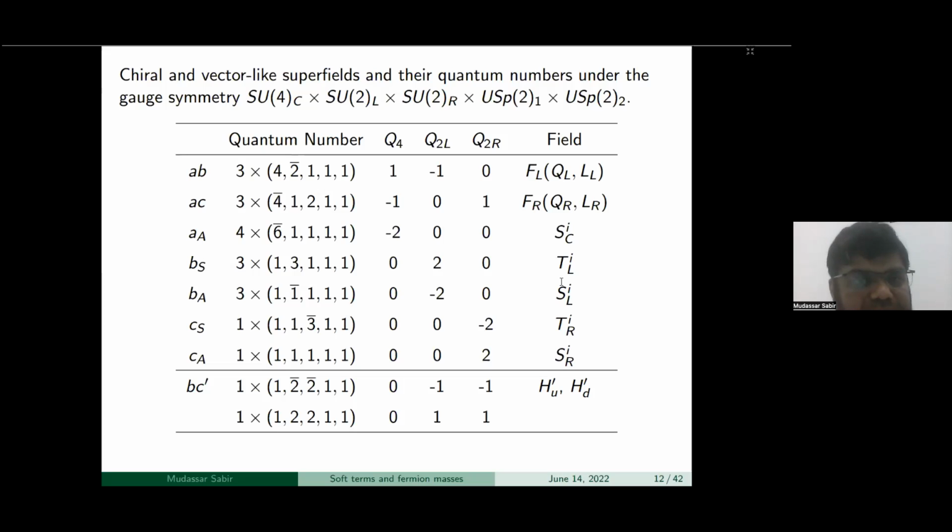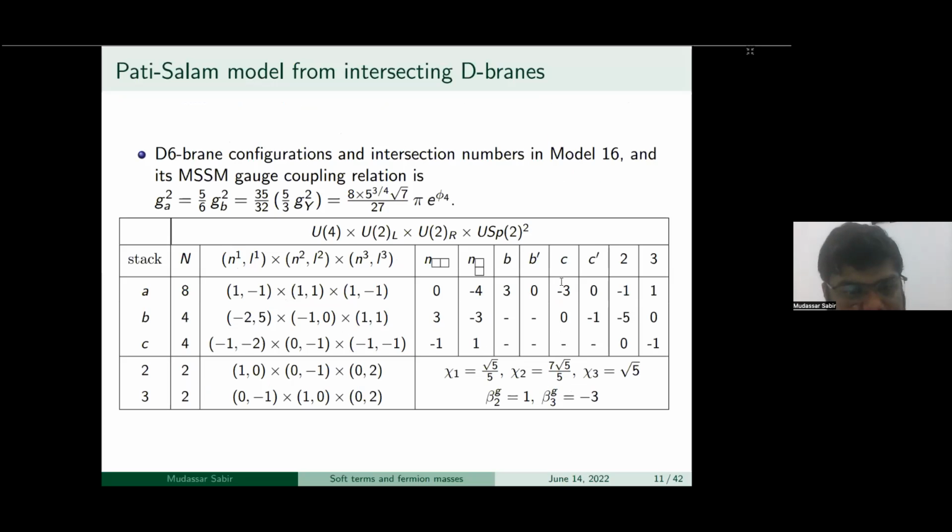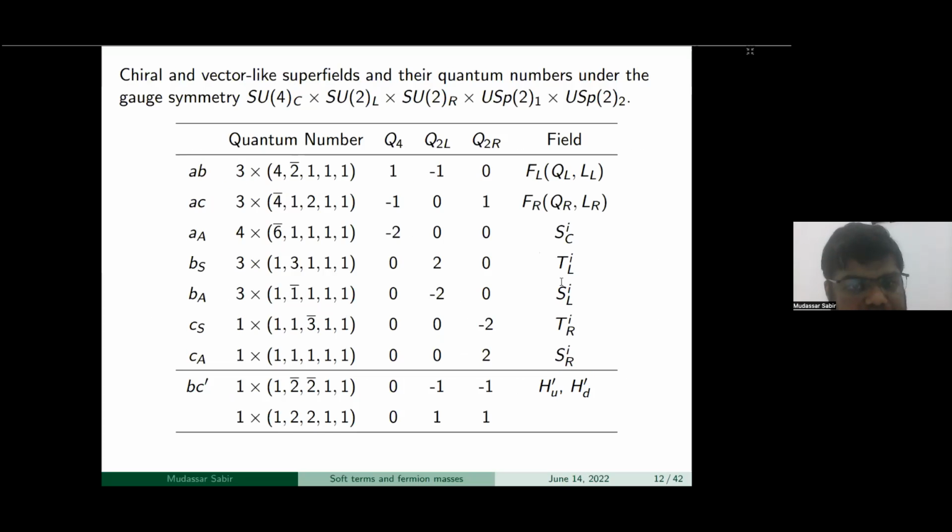So the standard model fields, the left-handed and the right-handed particles come from the AB and the EC sector. And I have stressed the exotic particles, but in the paper we have also listed some of the exotics that come from, for example, this intersection of B with the 2 and B with the 3, and C with the 2 and the C with the 3, etc. And BC prime gives us the Higgs sector.